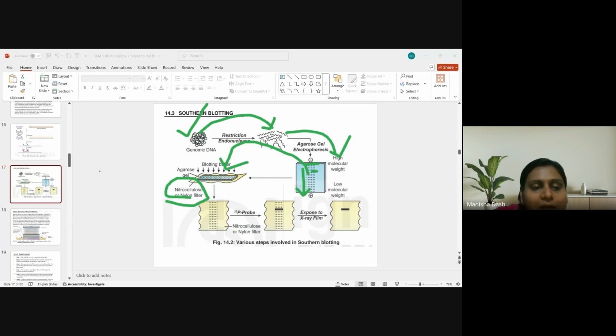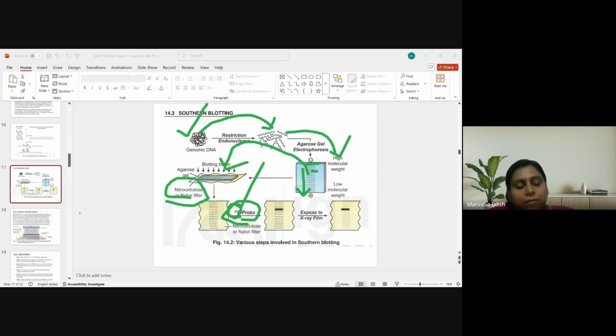Now, since this agarose gel contains all the genomic DNA in different fragments, not all the fragments are of your interest. You need only one fragment that is of your interest. So what will you do? You will use a probe, tagged with a phosphate that is radioactive, P32. Okay, this is the radiolabeled phosphate. Phosphate is actually a part of your DNA nucleotide chain.